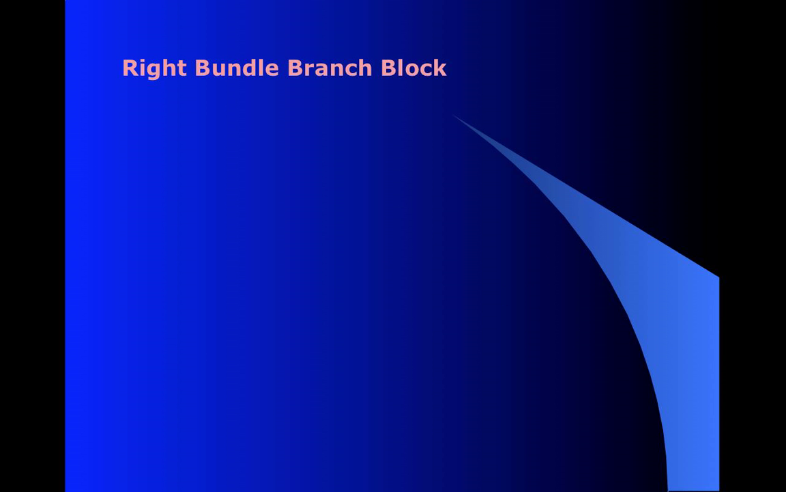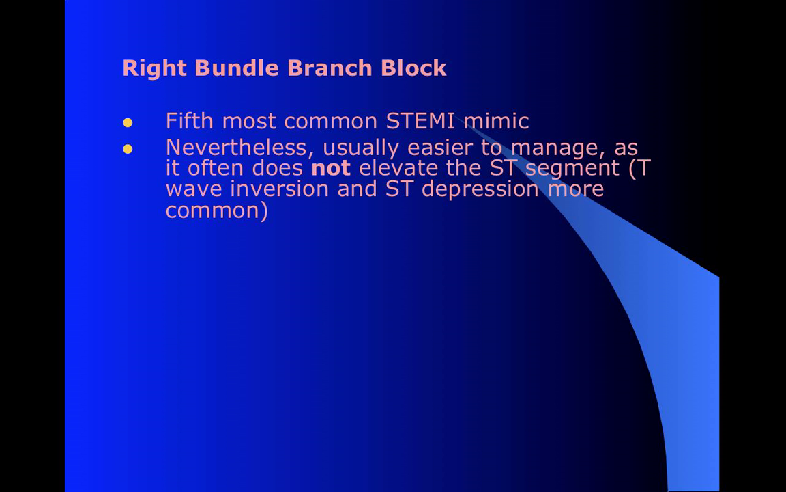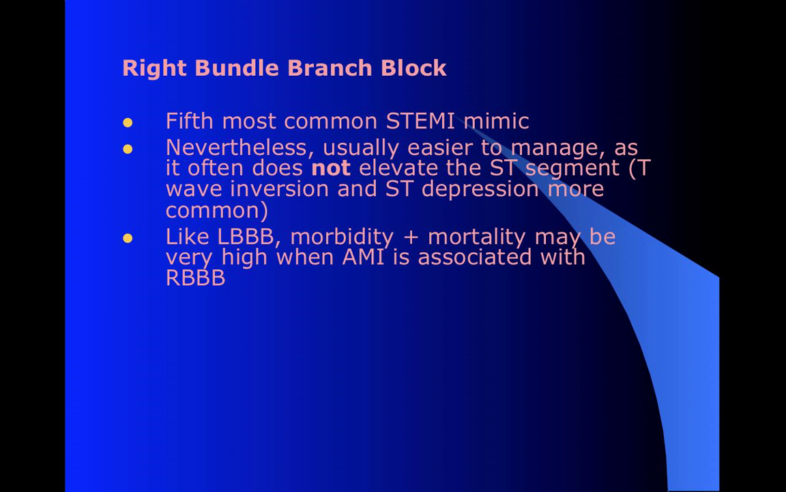All right, right bundles. These are a little bit less famous, but they are up among the more common mimics. The nice thing is they're often easier to deal with. They usually don't cause ST elevation because right bundles should have a predominantly positive QRS, so appropriate discordant changes should be ST depression and T-wave inversion. So still changes, but depression, which is usually less alarming to us.